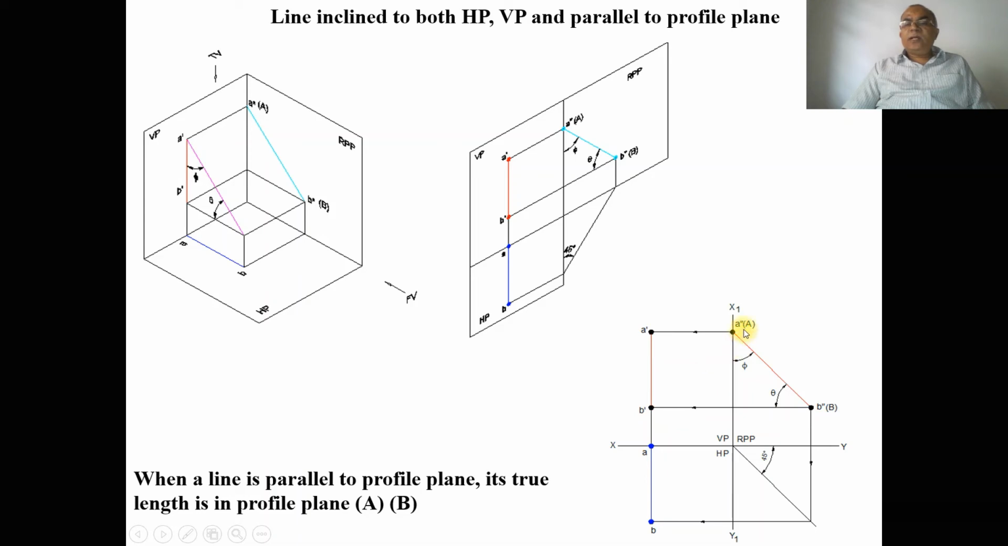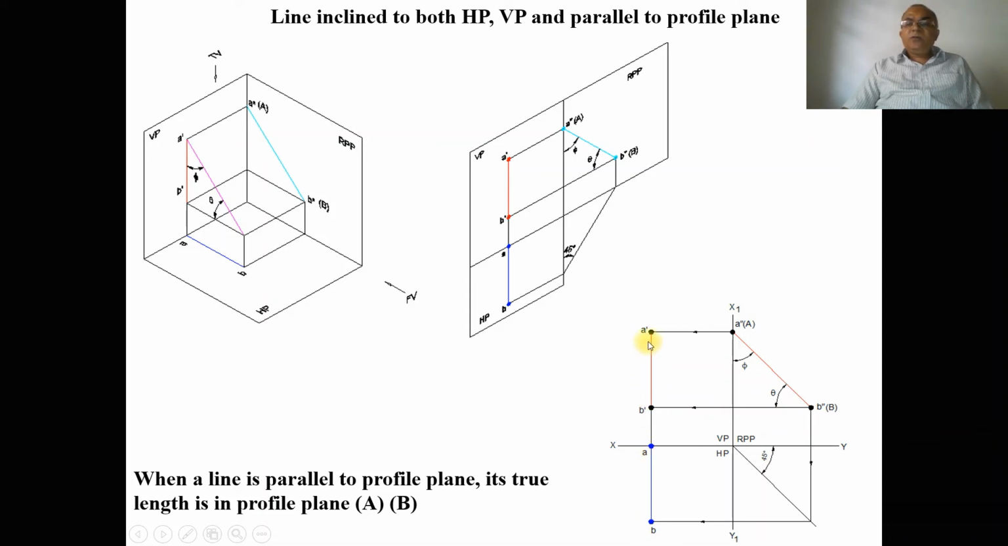So therefore, you are going to get capital A and capital B only in the profile plane. But these two lines are not perpendicular to HP and VP, because if it is perpendicular to VP, then obviously that should be parallel to HP. But here you are getting a line. If it is perpendicular to HP, in HP you should get a point. If it is perpendicular to VP, then in VP you must get a point.